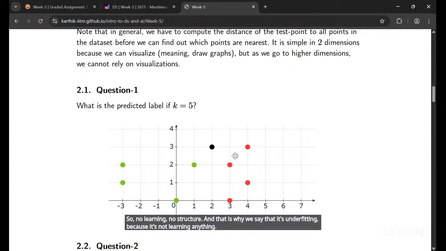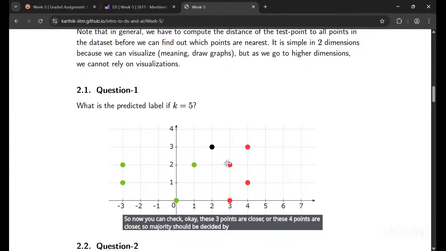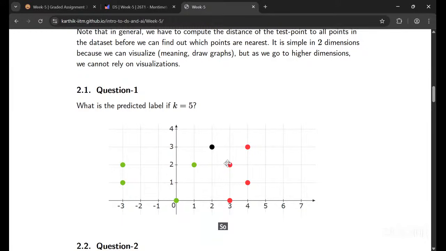So in case of KNN, a larger K leads to underfitting, whereas a smaller K, suppose K is 3 or 4, lets you check whether these 3 points are closer or these 4 points are closer. So the majority should be decided by these three only. So here you're at least learning something, right? That is your normal case.